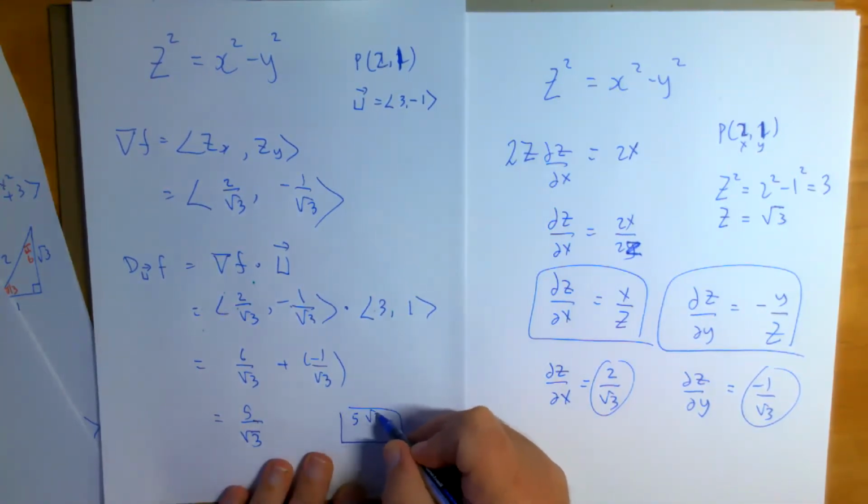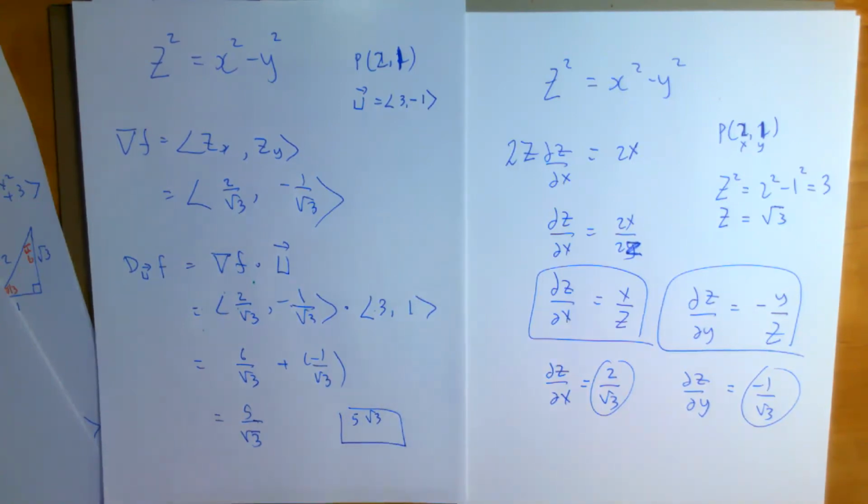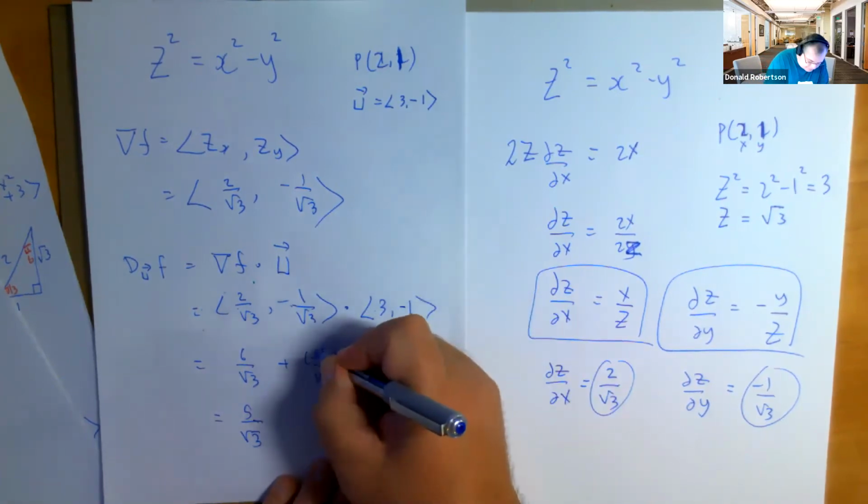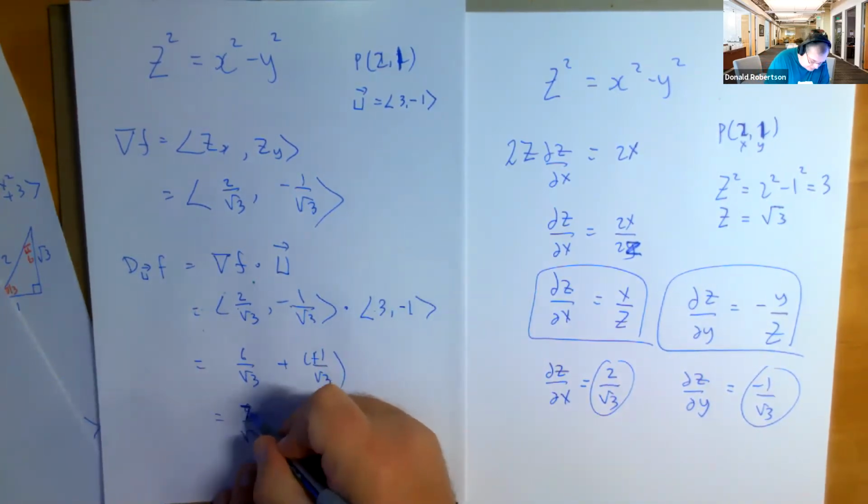Isn't it u equals 3, negative 1, the vector? Oh, darn it. Hey, thank you.